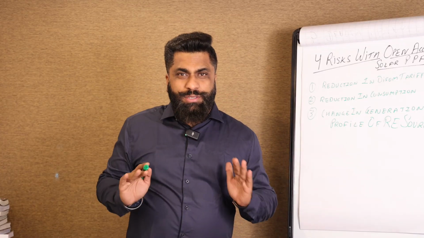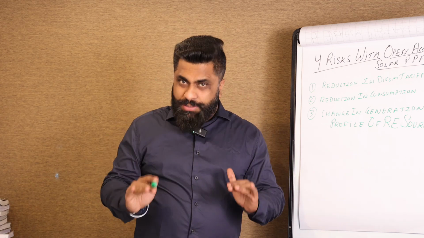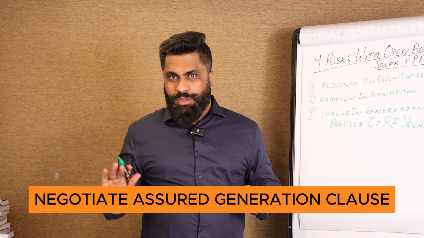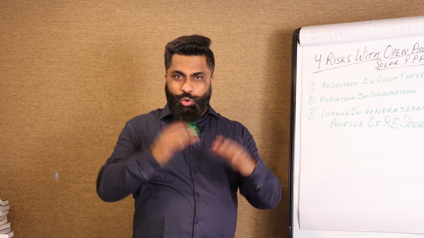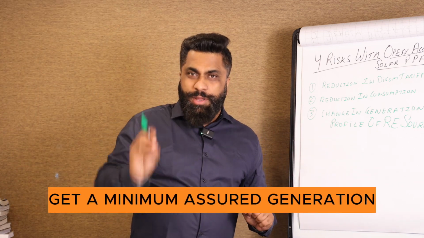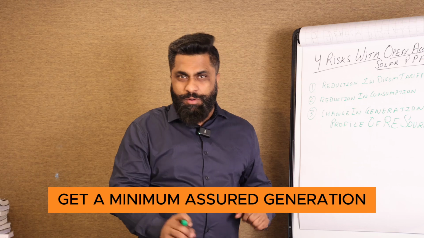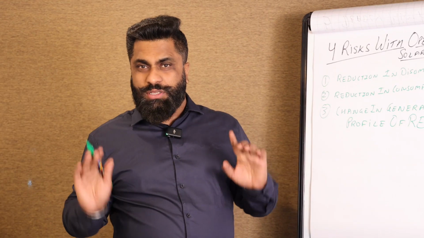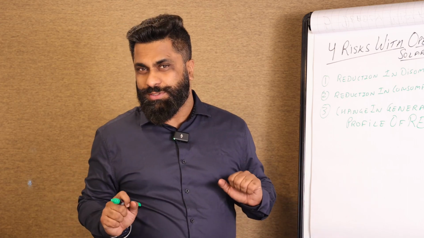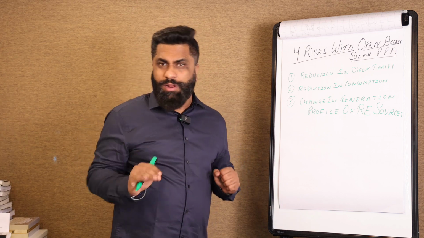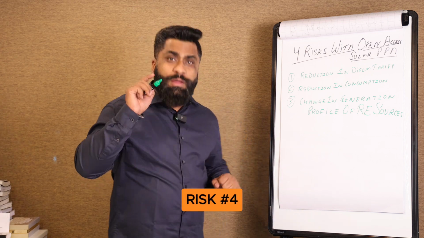So the biggest mitigation that you should sign up for while signing the PPA is to always negotiate an assured generation clause, which means irrespective of whether धूप रहेगा, wind रहेगा कि नहीं रहेगा, you should get a minimum assured generation from the developer from their plant. That is super critical for you to achieve your cost saving goals and also renewable energy goals. So this brings me to the last critical risk, the fourth critical risk while signing a long-term PPA: what if my business shuts down?